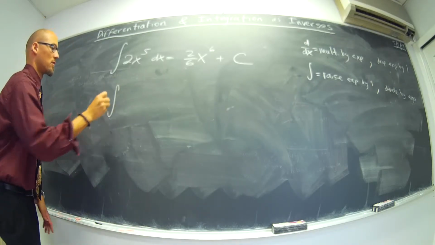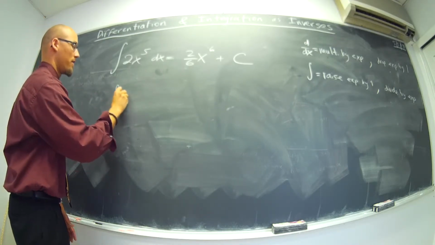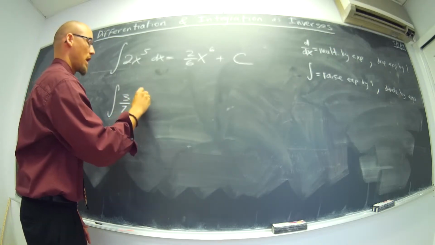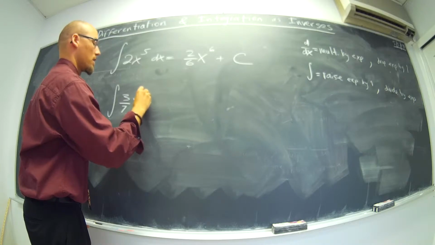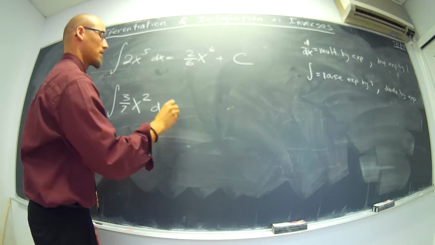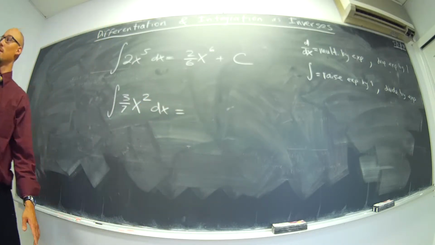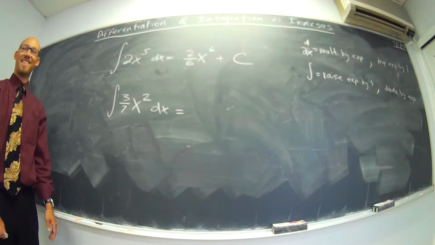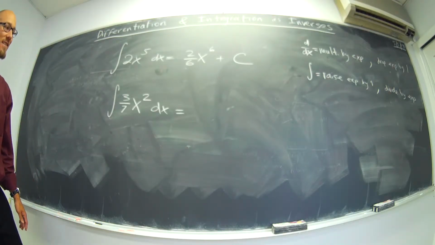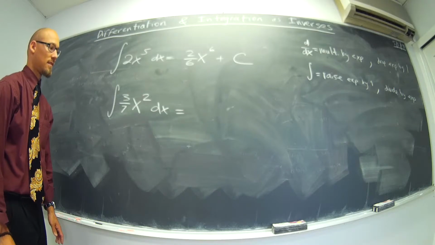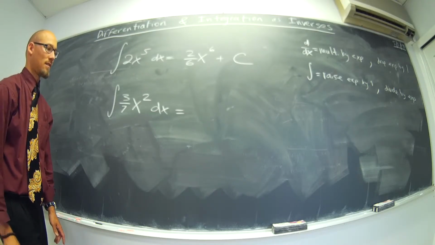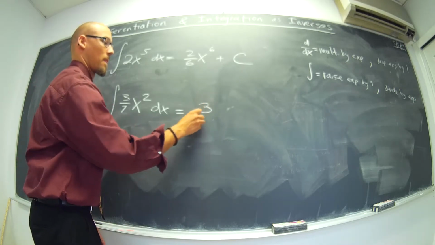So the integral of 3/7 x to the power of 2 with respect to x would be 3 over 21 x to the power of 3.